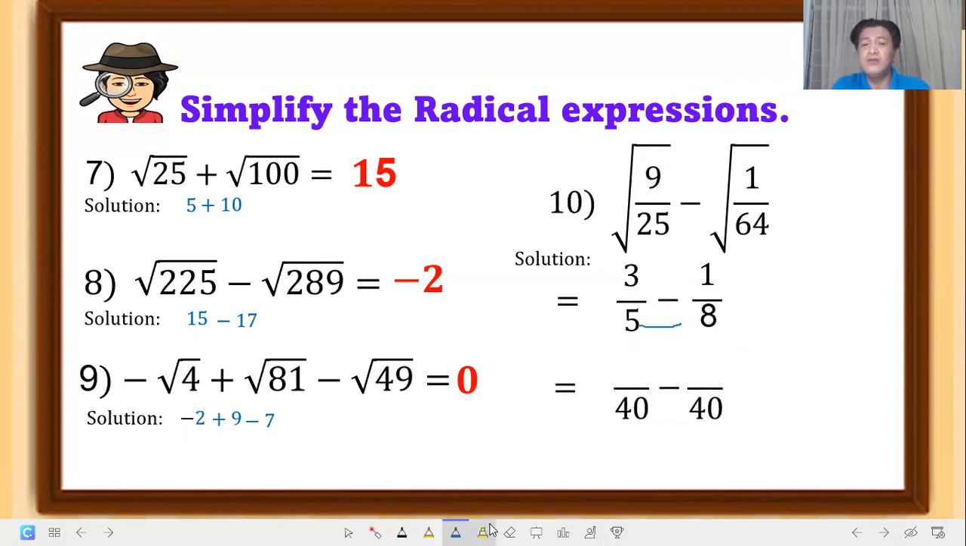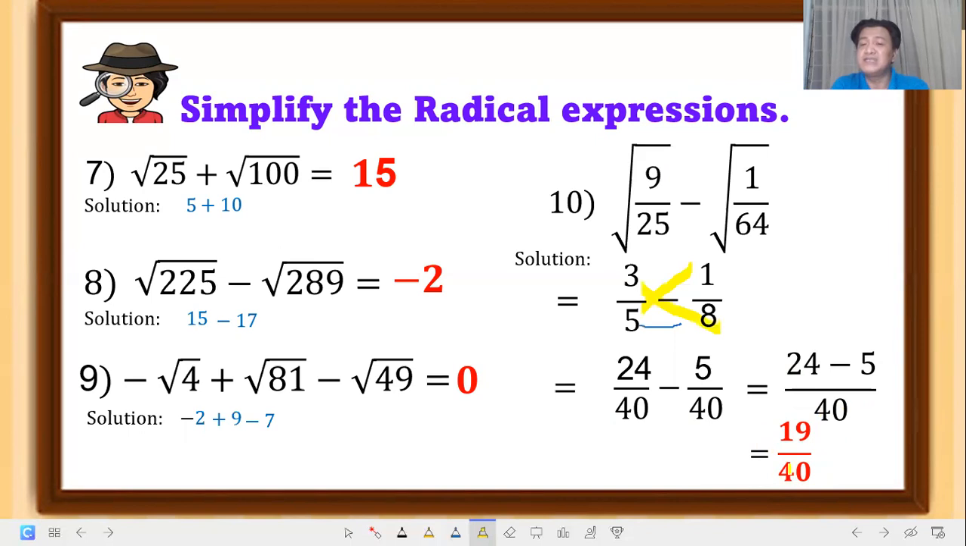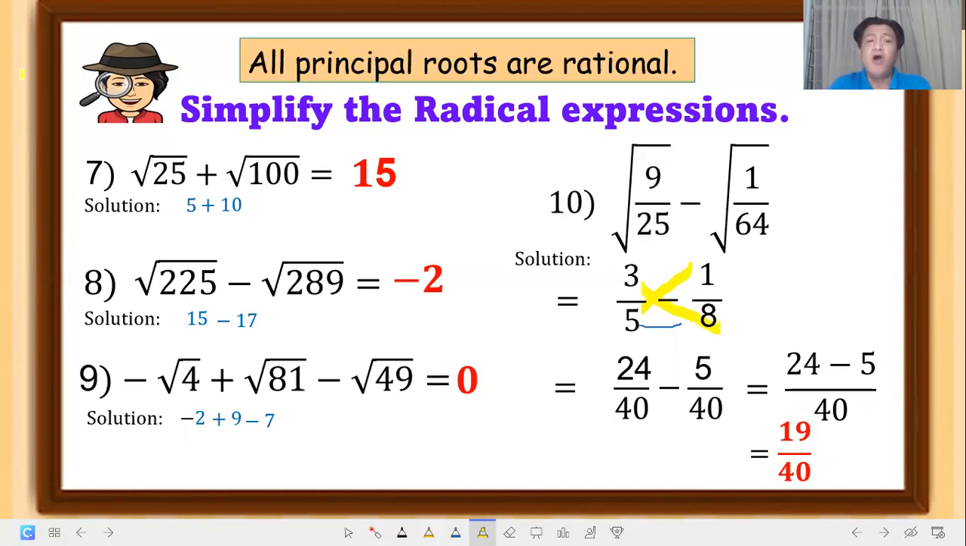Then what are you going to do with this? Okay, you have to multiply. What is 3 times 8? That is equal to 24. Also, 5 times 1, that is equal to 5. Since nagawa na natin silang similar fraction or equivalent fraction, we can now simply subtract. What is 24 minus 5? That is equal to 19 over 40. Hindi na po pwede i-lowest term kasi wala na silang common. So with that, all principal roots are rational numbers.